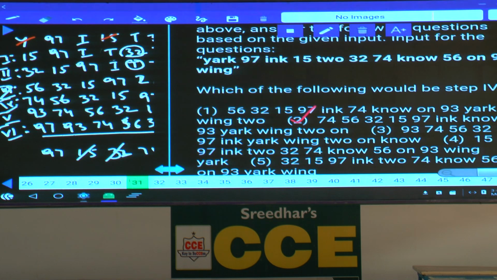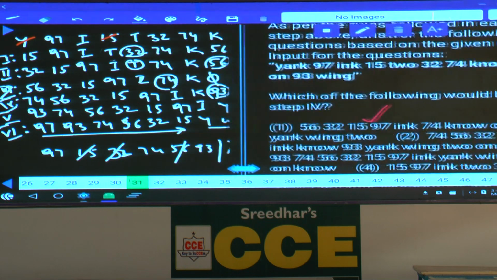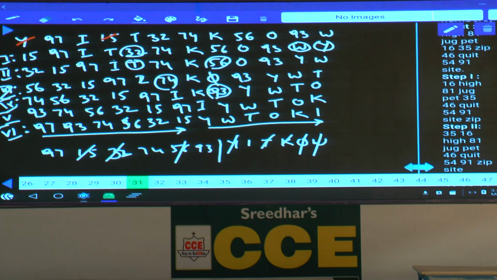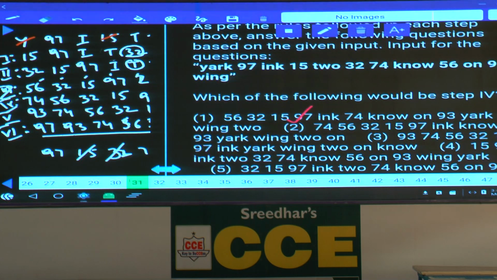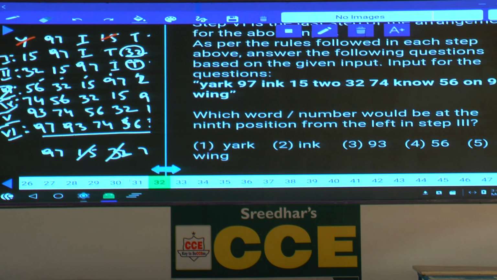Then 32. Which word or number would be at the 9th position from the left in step 3? Step 3, 9th position. 1, 2, 3, 4, 5, 6, 7, 8, 9. Tell me what is the number here? 93, that is given with choice 3. Question number 32, choice 3.